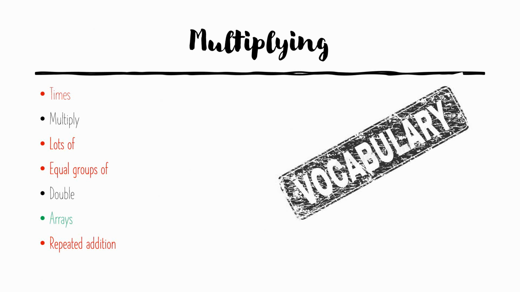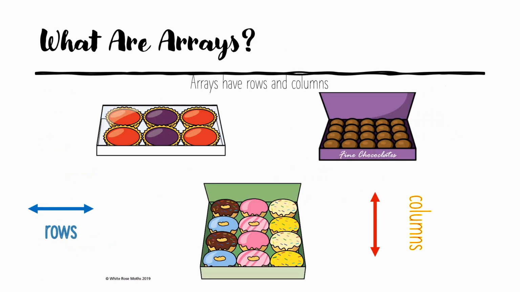Multiplying. Times. Multiply. Lots of. Equal groups of. Double. Arrays. Repeated addition. Oh, what does that last one mean again? Oh yeah, I remember. Repeated addition means when you add the same number over and over again. Okay, let's go on to the next slide.